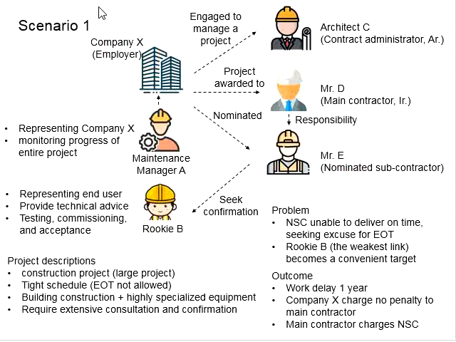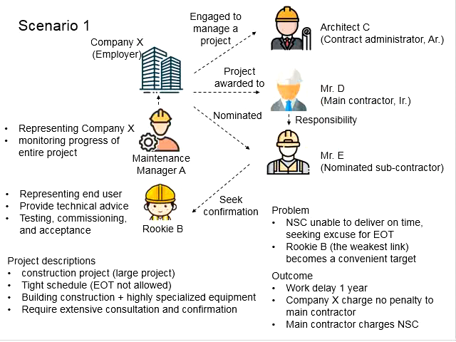E resolve this. The outcome of this scenario is a work delay of 1 year. Company X did not charge any penalties to the main contractor. That means company X is bearing the consequences of the delay of the project. But at the same time, the main contractor here charged NSC due to the delay of the work.